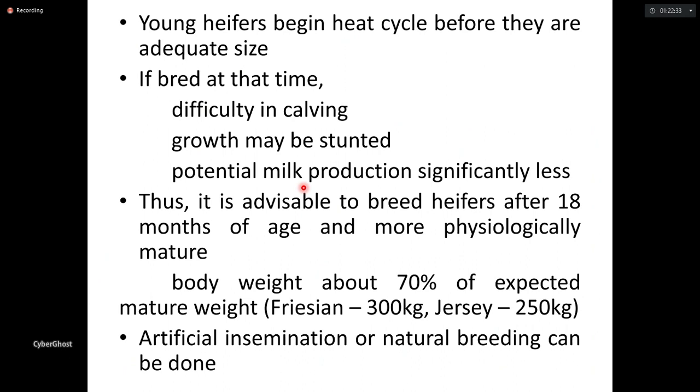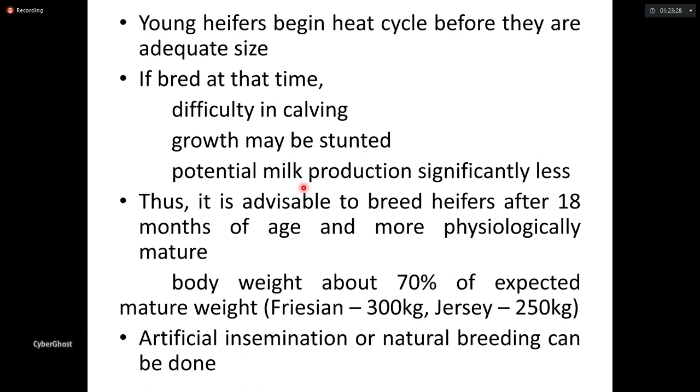Right? So as I mentioned, why are we not going to do the breeding when we see their first heat cycle? Because even though these animals are showing a heat sign, the breeding signals, if you breed them at a very young age, what happens? Their growth can be affected, and they have difficulty with the calving process, and milk production will go down. Therefore, what we usually do is wait until they reach at least 18 months. Then they are physiologically mature enough to bear this gestation period.